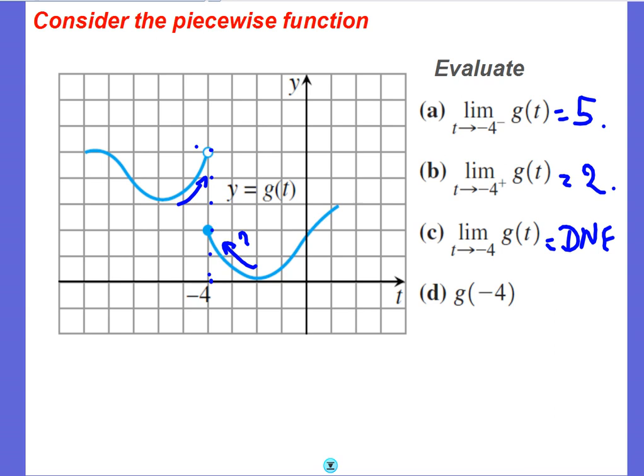How about g of 4? G of 4 in this case, you are looking for, it exists here, but it doesn't exist there. So g of 4 is 2.